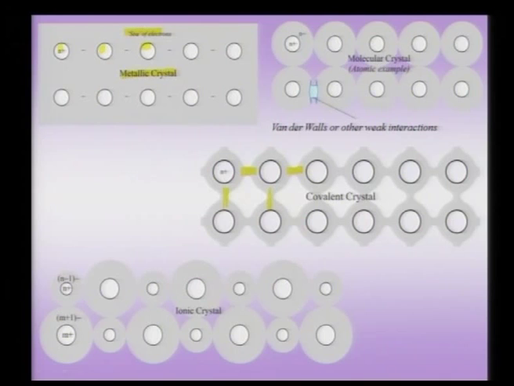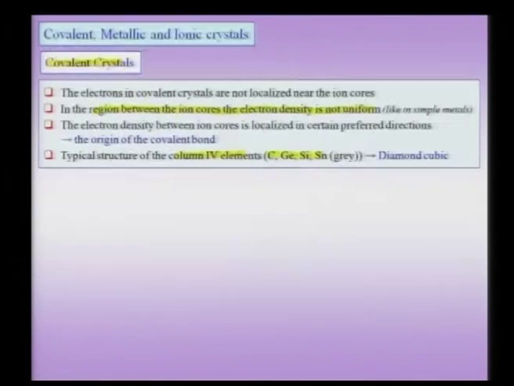So you can see that here between the ion cores, the ion cores are positioned here and you have this interstitial region along certain directions where you find the high electron density, which we call the covalent bond, and which is in sharp contrast to the metallic crystal where the electron density is uniform, or the ionic crystal which is shown below here, wherein you find that the electron density is localized around the ion cores. So covalent crystals are very different in that sense from metallic or ionic crystals.